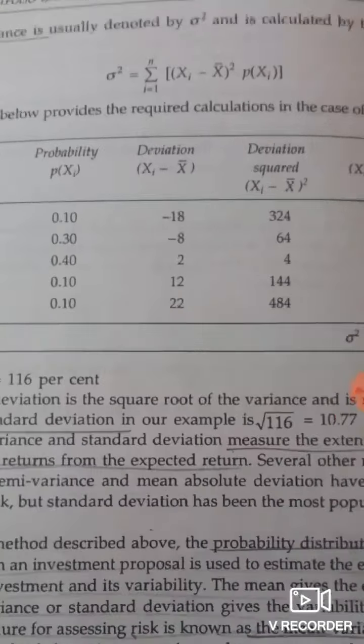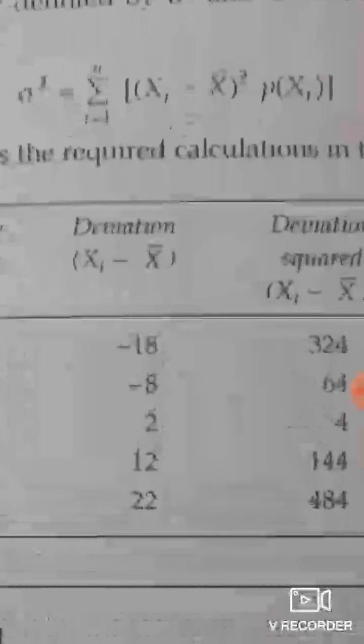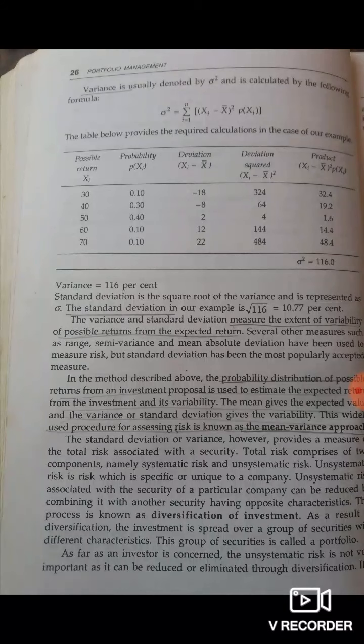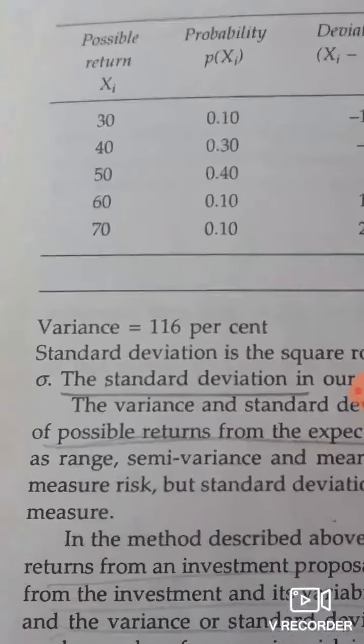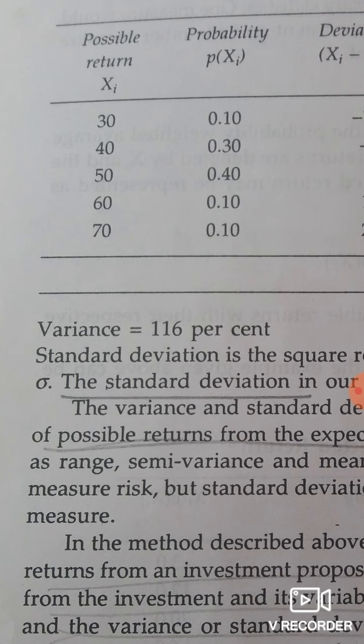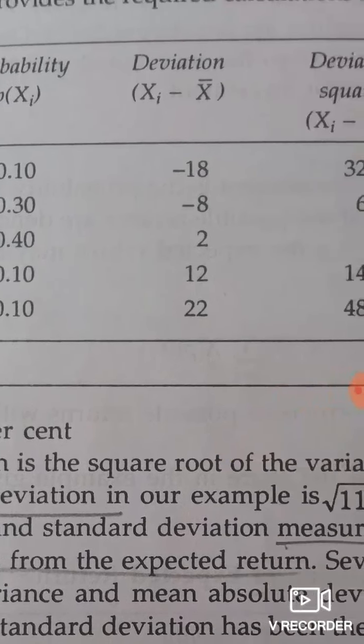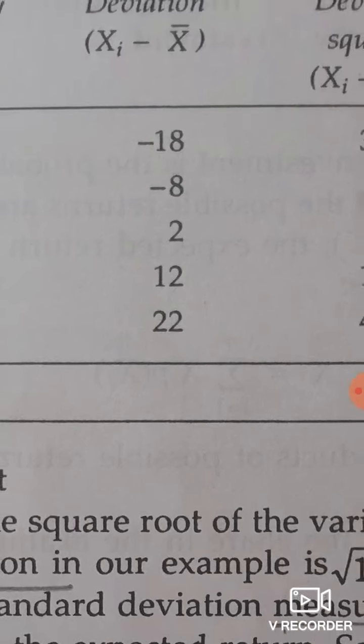And the formula for calculating variance is shown as sigma square equal to the sum from i equal to 1 to n of (xi minus x bar) the whole square into probability of xi. So, from this table we know the first column is possible return xi, the second column is p of xi, then the deviation xi minus x bar.